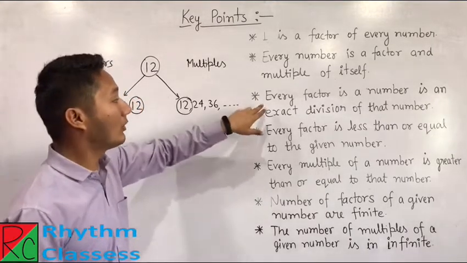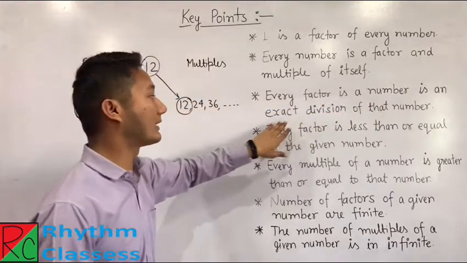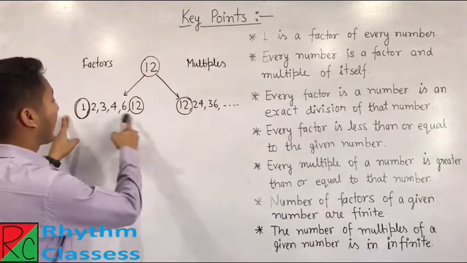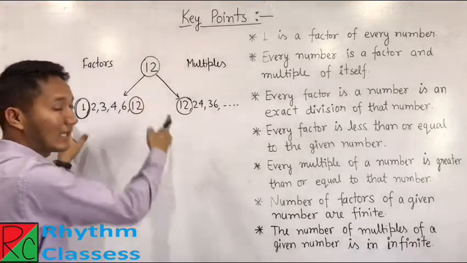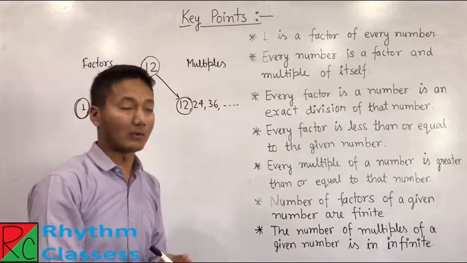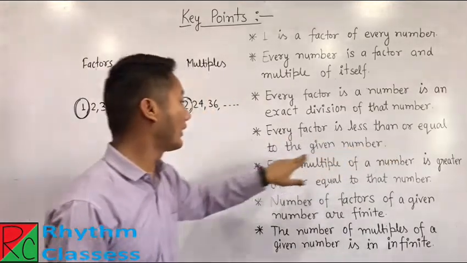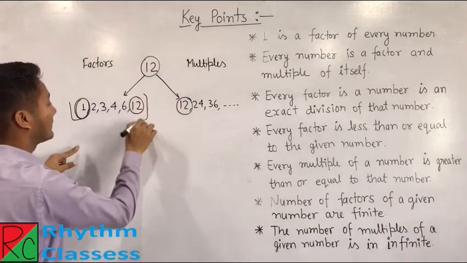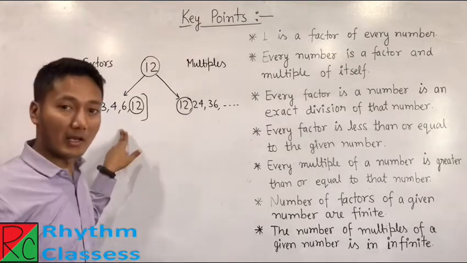Okay. Now if we see the third point, that is every factor of a number is an exact divisor of that number. That means every factor is a number by which we can exactly divide 12. The next one is every factor is less than or equal to the given number. That means all these numbers are less than or equal to the given number.